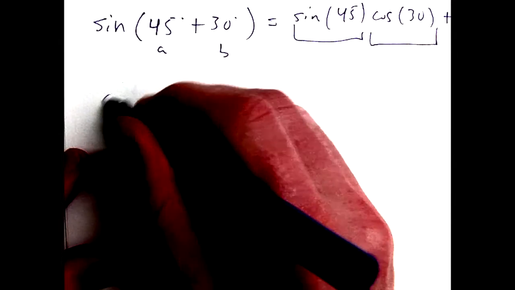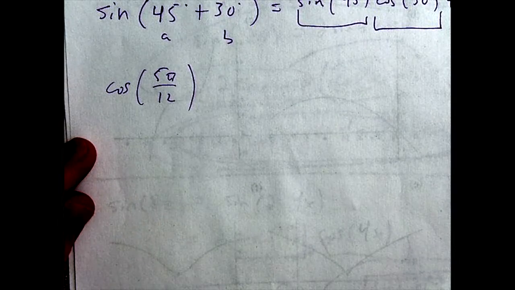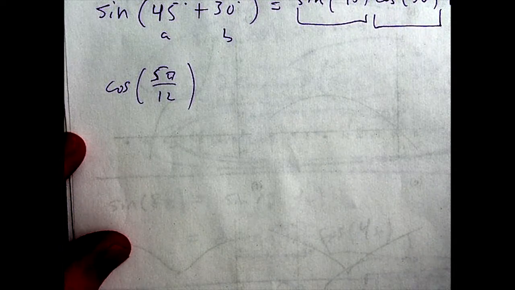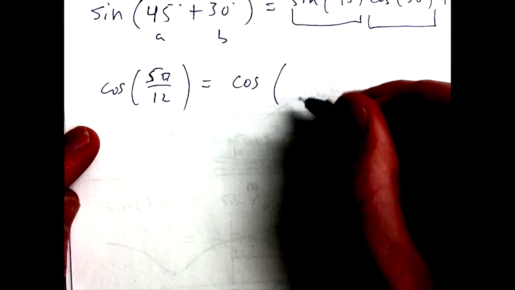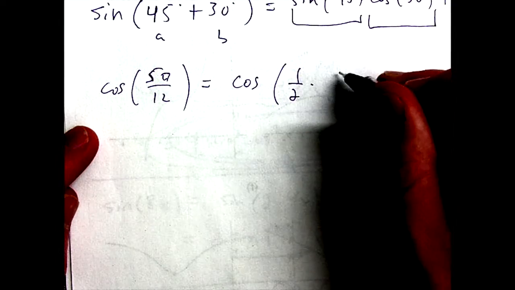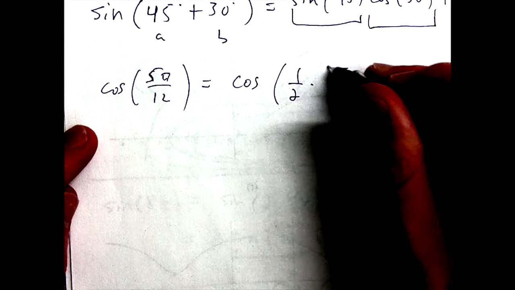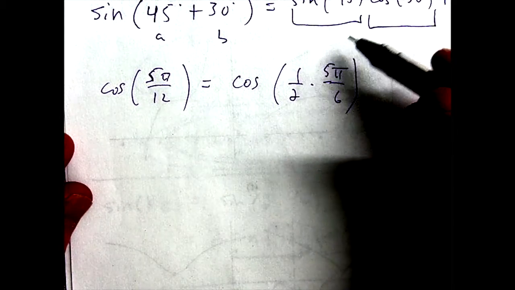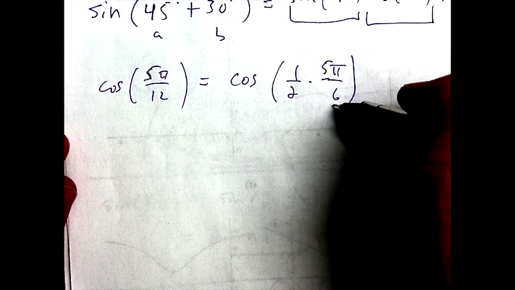B, cosine of 5 pi over 12. It's a bit harder to picture because 5 pi over 12 is in radians. You could actually do this in two different ways. You could do this as a half angle. You could say this is cosine of 1/2 of 5 pi over 6. 5 pi over 6 is a unit circle value, so you could then use the cosine half angle formula, where x is 5 pi over 6, and do it that way.